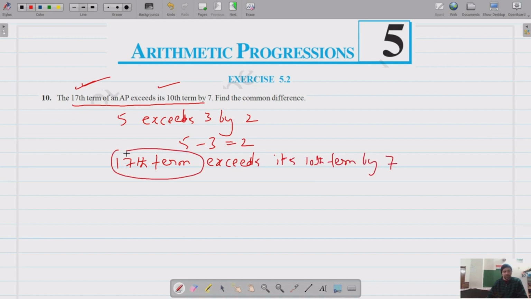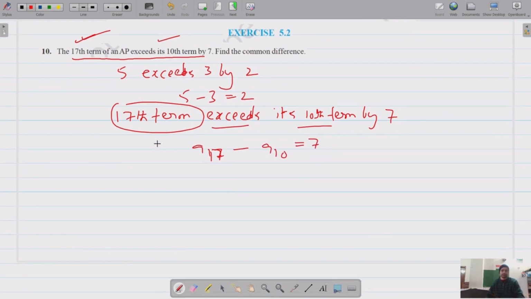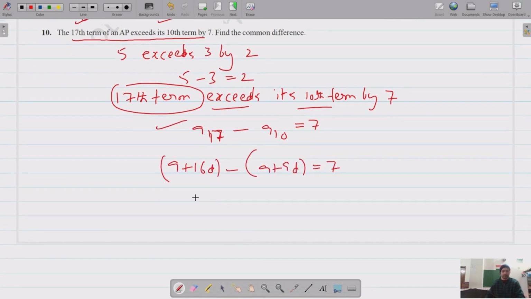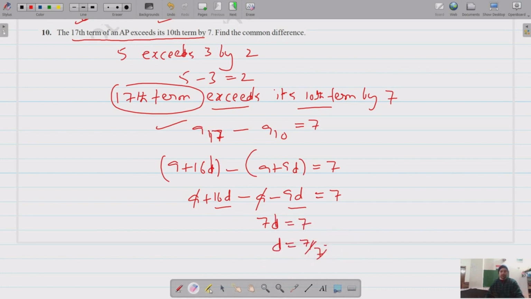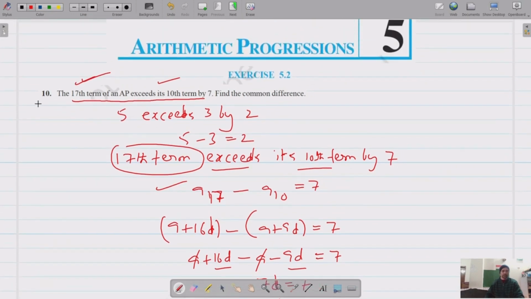So the 17th term means A17. Exceeds means difference. Its 10th term means A10, and the difference is equal to 7. So now the 17th term is A plus 16D minus the 10th term, A plus 9D, which is equal to 7. When I open the bracket, the signs are changed. So A and A get cancelled. 16D minus 9D is 7D, is equal to 7, so D is 7 by 7, that's equal to 1. So D is 1, and that solves our question number 10. Thank you for watching.